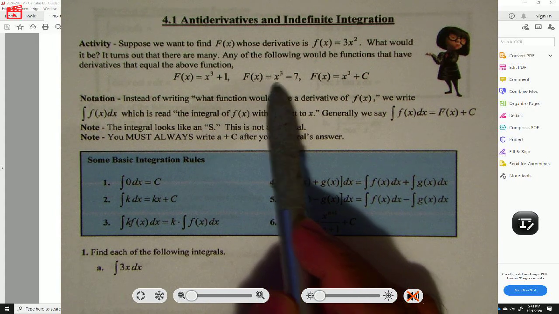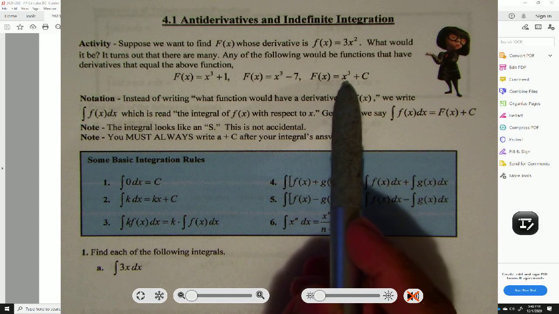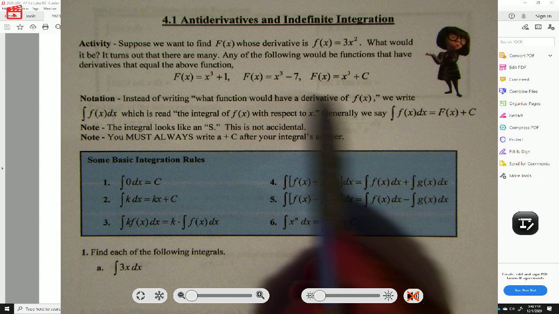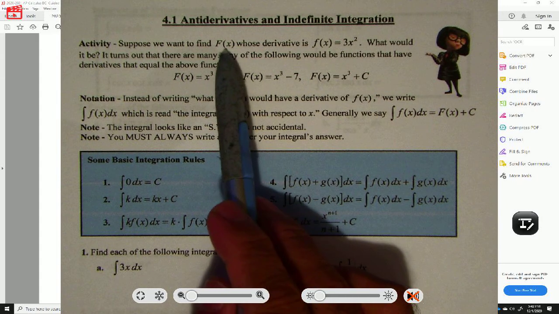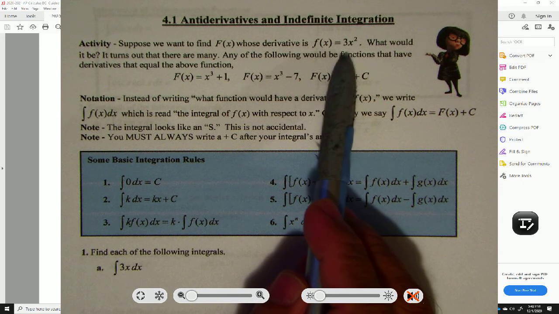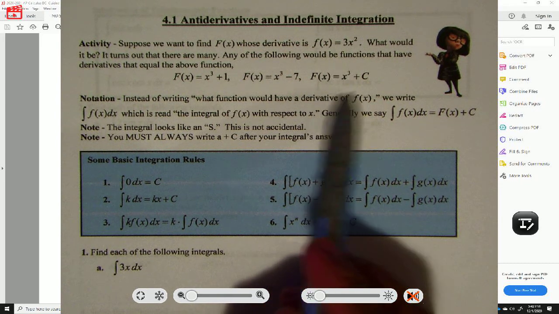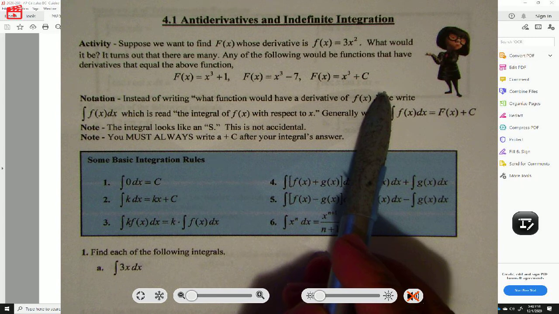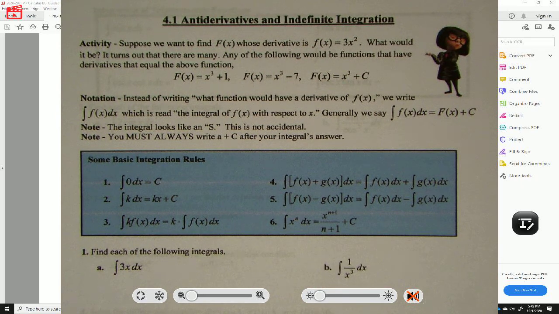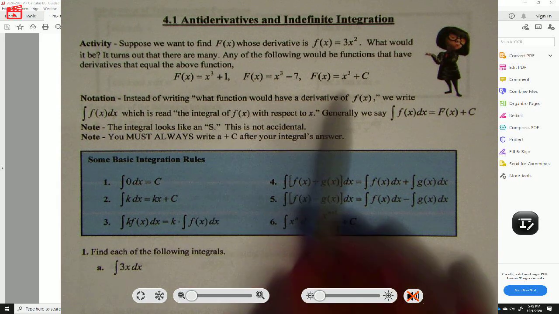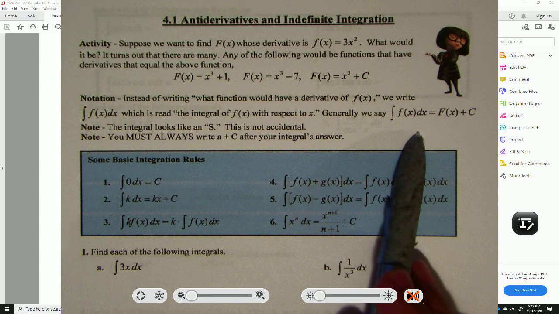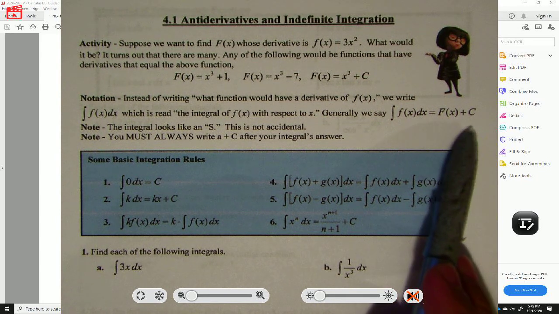Now that doesn't mean it has to exist. C could be 0, then it would be just x cubed. But the idea here is there's a family of answers to that question. What is 3x squared a derivative of? It's x cubed plus any constant. And instead of writing what function would have a derivative of f of x, we write it this way: the integral of f of x equals capital F of x plus c.